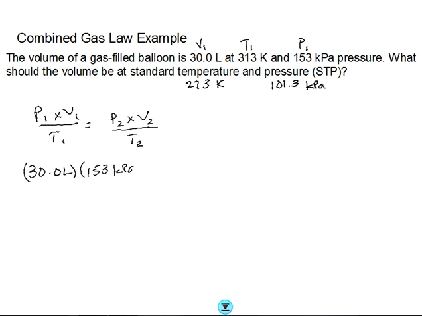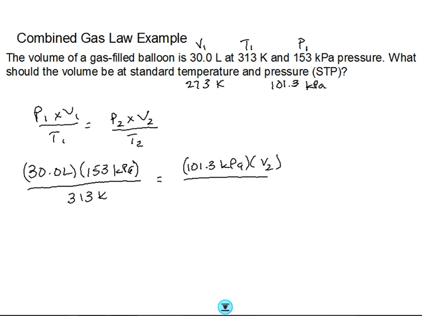So we're multiplying our P1 times our V1, and we're going to divide that by our T1, which is 313 Kelvin. And we're going to set that equal to 101.3 kilopascals multiplied by V2, divided by our 273 Kelvin temperature. Now we have to isolate the variable V2, so we cross multiply and divide. Pretty much the same thing again.